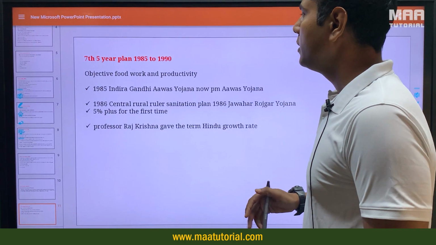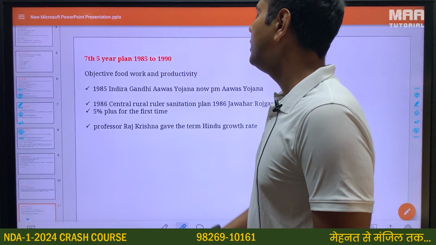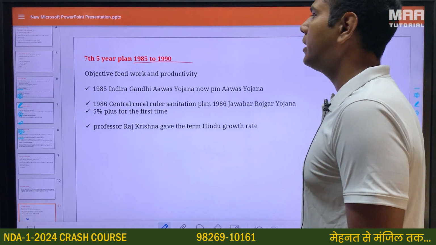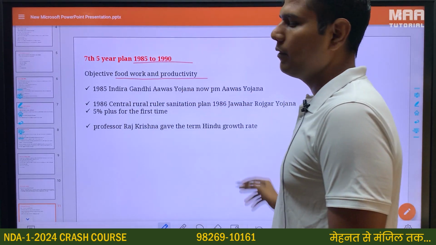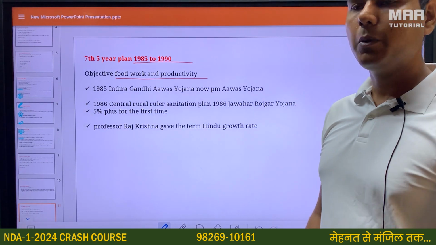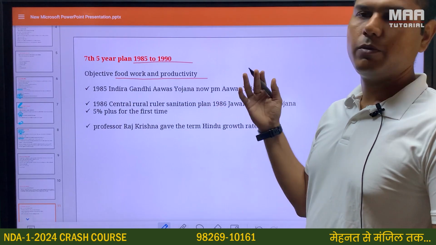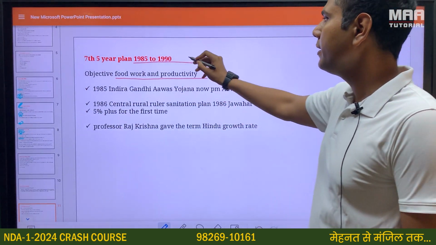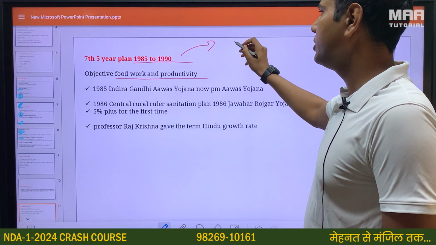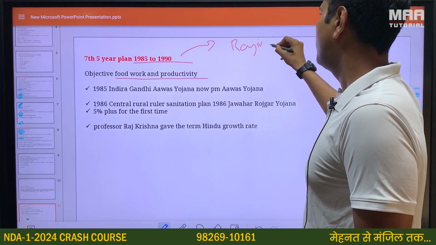Continue further. Then the next 5-year plan, that is the seventh 5-year plan, came in 1985 and continued till 1990. Objective was food, work and productivity. So again there was this problem of food, work and productivity. So this objective was set so that we could increase this. And here the Prime Minister had changed. Shri Rajiv Gandhi ji became PM.